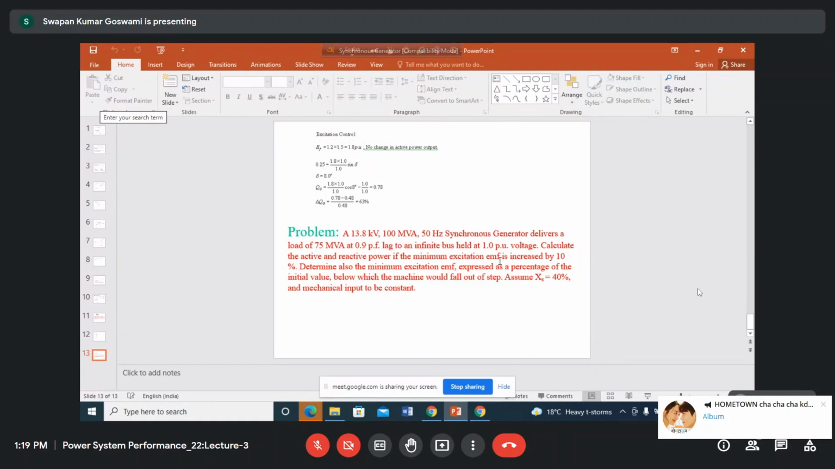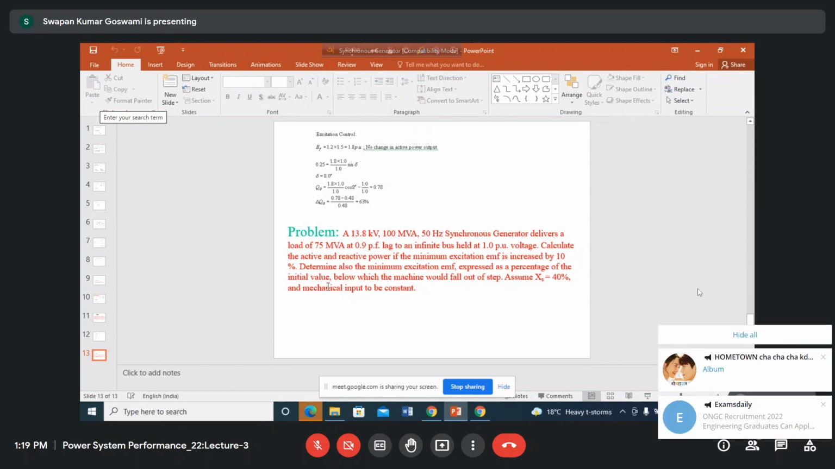And how much is the change in reactive power? From the previous example, perhaps you can do this. What you have to do here is calculate the minimum excitation EMF expressed as a percentage of initial value. Limit of under excitation you have to calculate. What determines the limit of under excitation? It is delta equal to 90 degree. So for delta corresponding to 90 degree, you calculate how much is the value of EF.